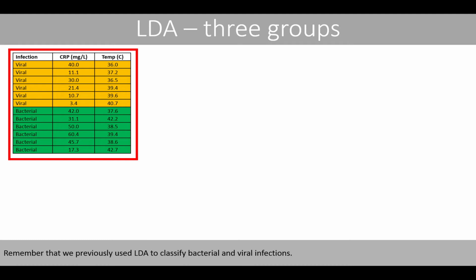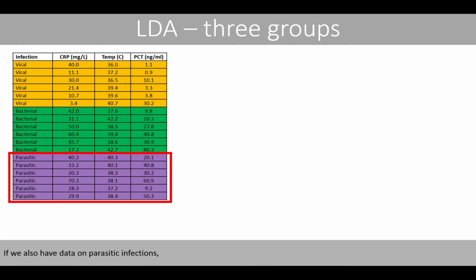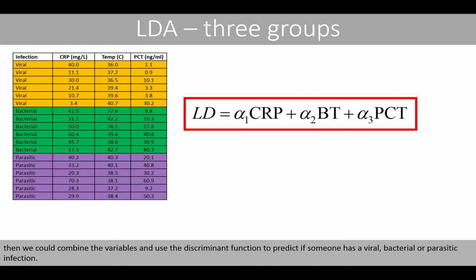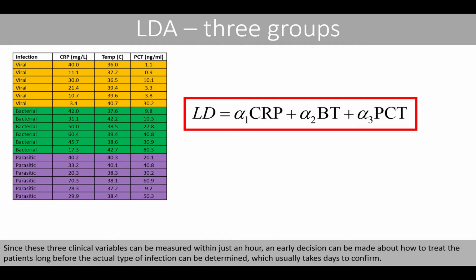Remember that we previously used LDA to classify bacterial and viral infections. If you also have data on parasitic infections, as well as on other clinical variables, such as the PCT concentration in blood, then we could combine the variables and use the discriminant function to predict if someone has a viral, bacterial, or parasitic infection. Since these clinical variables can be measured within just an hour, an early decision can be made about how to treat the patients long before the actual type of infection can be determined, which usually takes days to confirm.